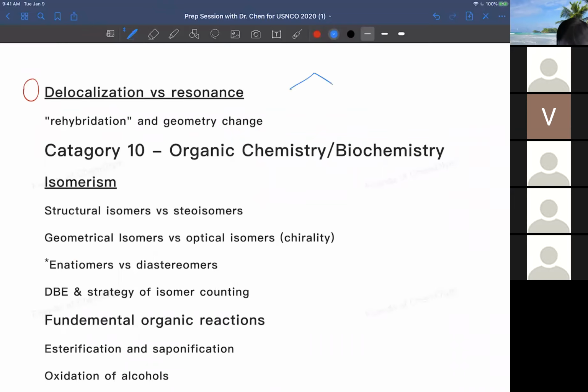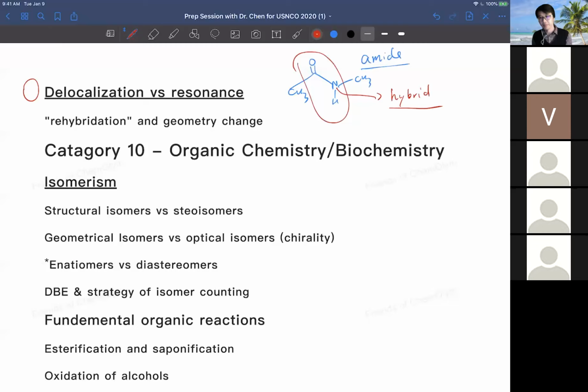Let me start from one example like this. So now say I have an organic compound like this, right? Obviously, this one has a functional group called amide, which is this part. So now my question is, what is the hybridization of this nitrogen? sp1, sp2, sp3, or I don't know. Okay, the correct answer should be sp2.